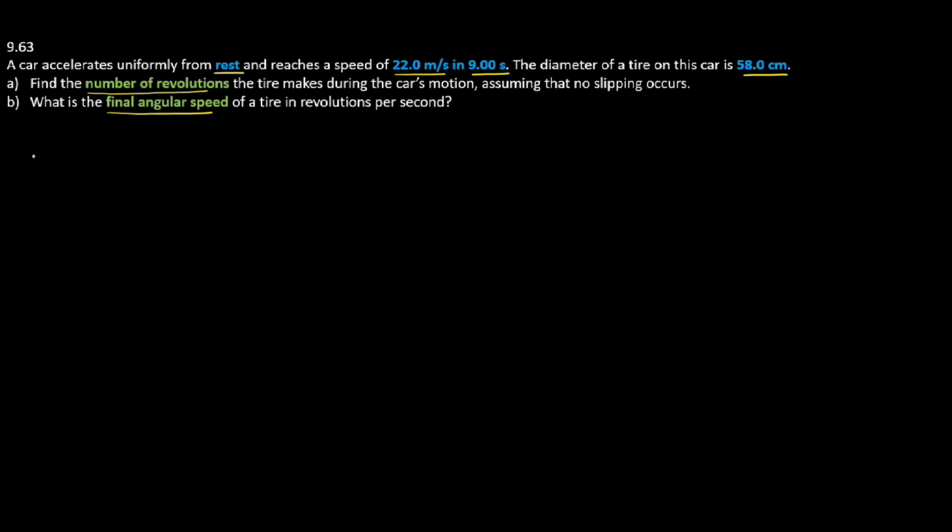So let us first write down what is given to us. We have a car that accelerates uniformly from rest. From rest means the initial speed of the car has to be zero. So we can write v initial to be equal to 0 meter per second. And then it reaches a speed of 22.0 meter per second, which is my final speed, in 9 seconds. So I will write the time t to be 9 seconds.